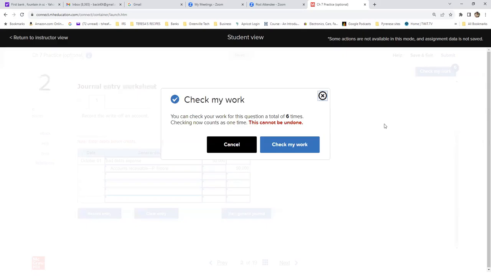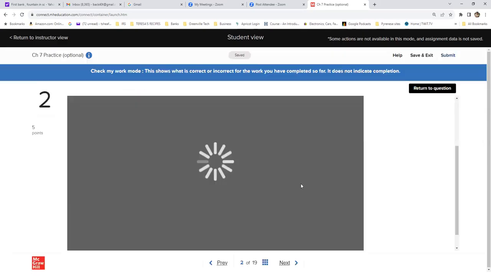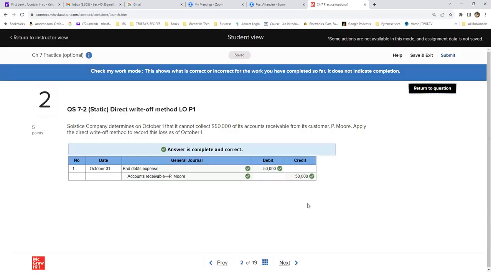And we'll see if it'll let me check my work this time. And it does. How about that? I guess it finally got past its own mistakes.